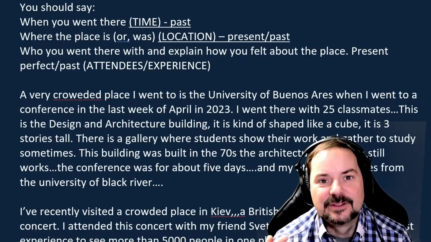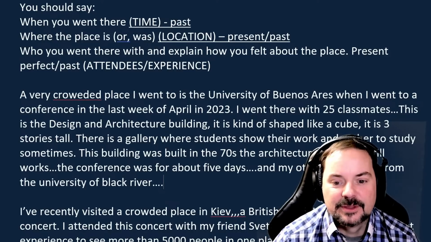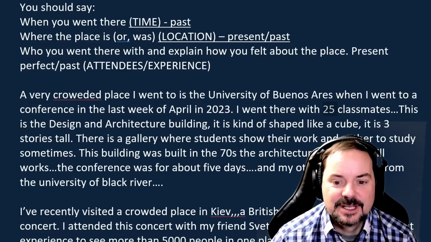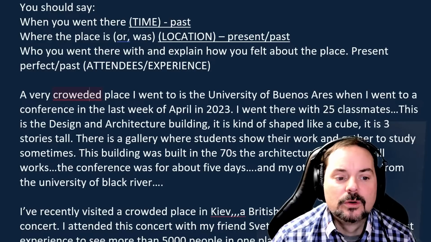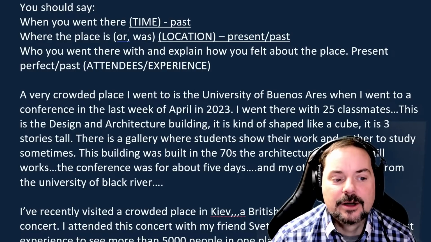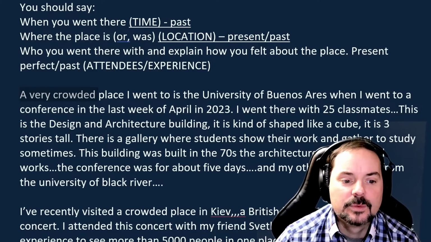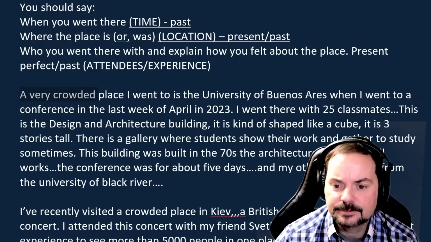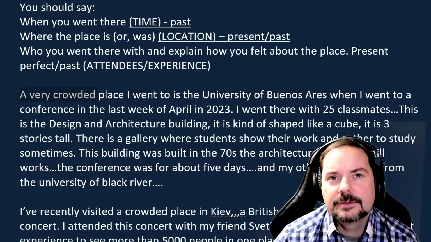I definitely didn't feel that. I kind of actually felt like this is a nice, spacious university building. The number that I heard was 25 classmates, so obviously that's not going to fill a big room. So the feeling of crowd only happened at the very beginning, where you said a very crowded place I went to was the University of Buenos Aires, where there was a conference in April. I went there with 25 classmates. So can you think of a sentence that would have emphasized the crowd here?